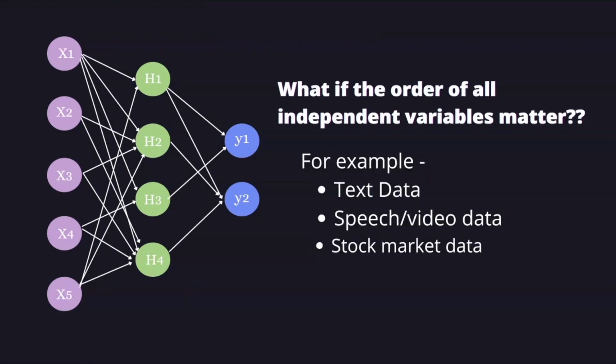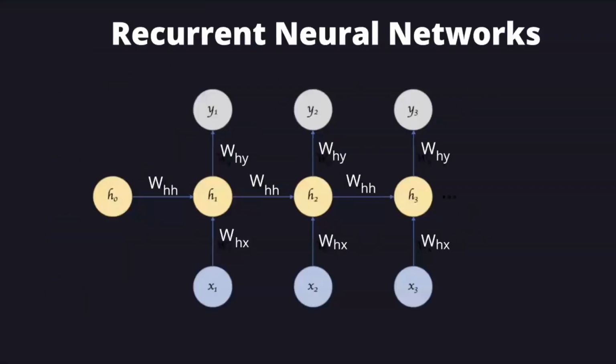Like in the case of text data, speech, video data, or stock market data, in all these cases, order is very much important. To solve this problem, RNN comes into the picture, which stands for recurrent neural networks.